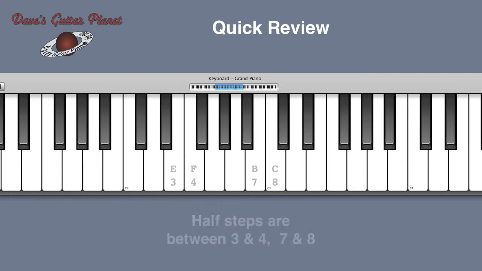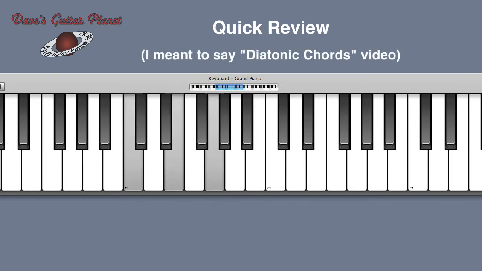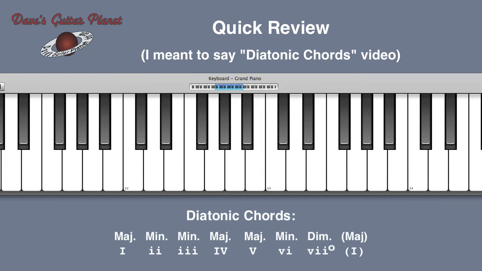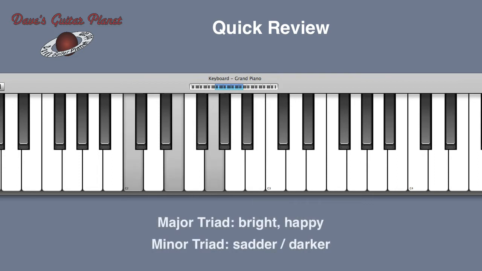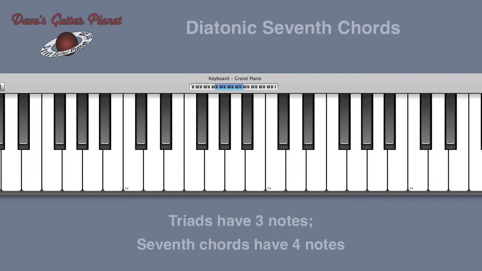In my triads video, I showed this. And the distance from 1 to 3 we call a major third. If I flat that, that's a minor third. So the major chord is bright and happy. The minor chord is a little sadder or moodier or darker sounding. So seventh chords you may already know.